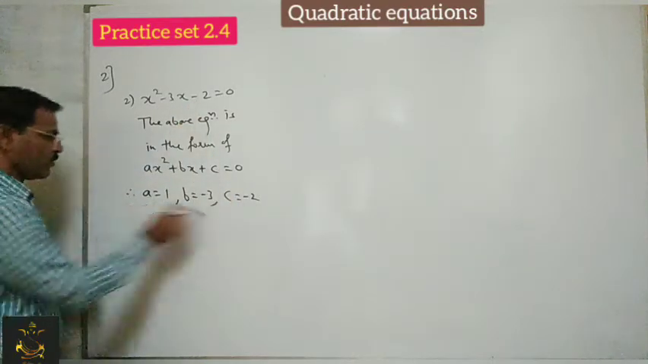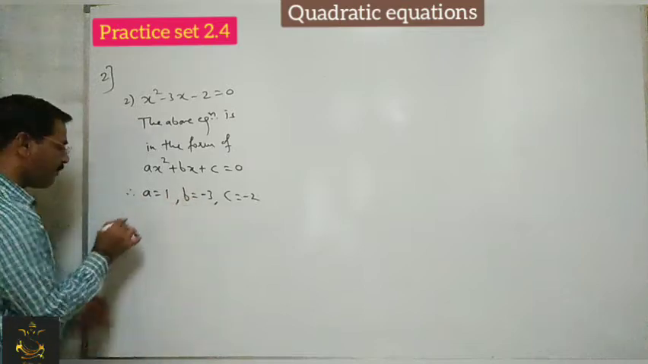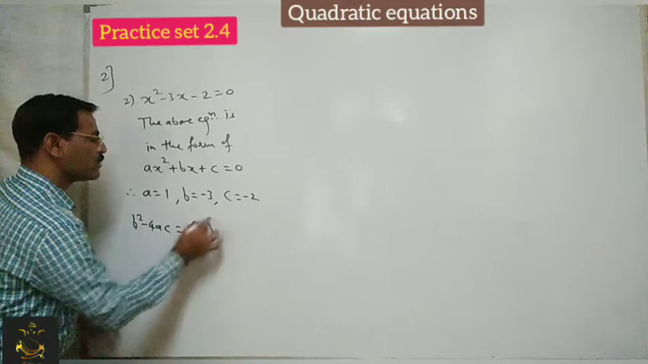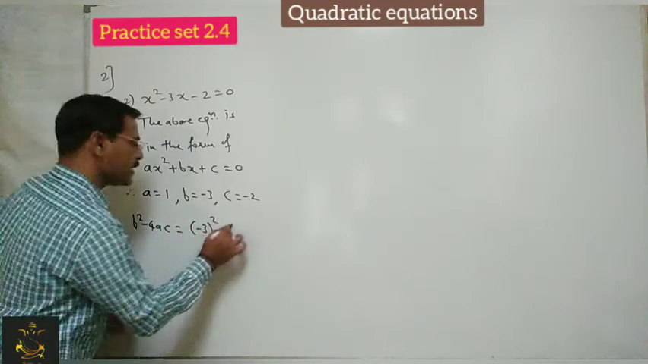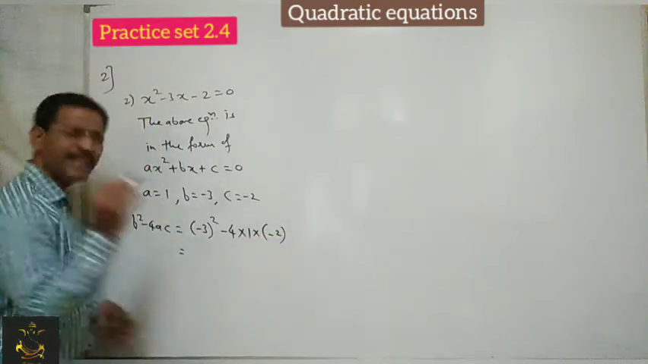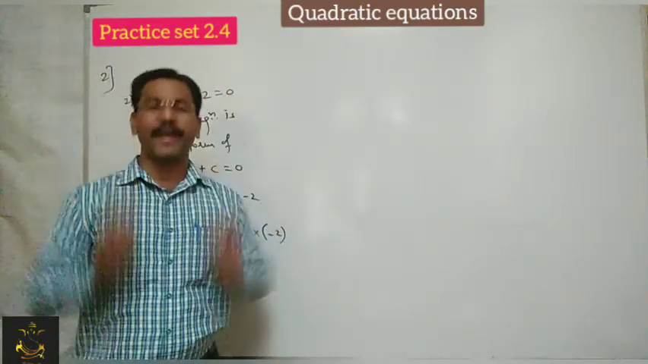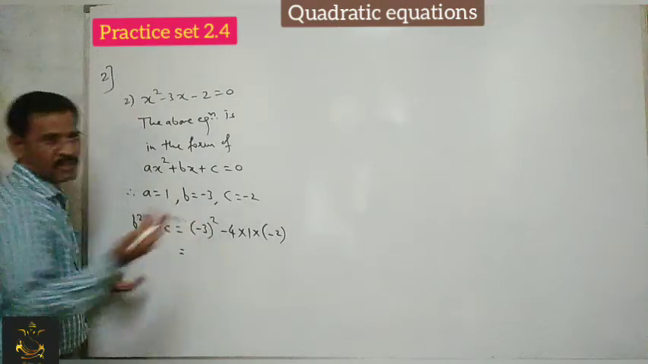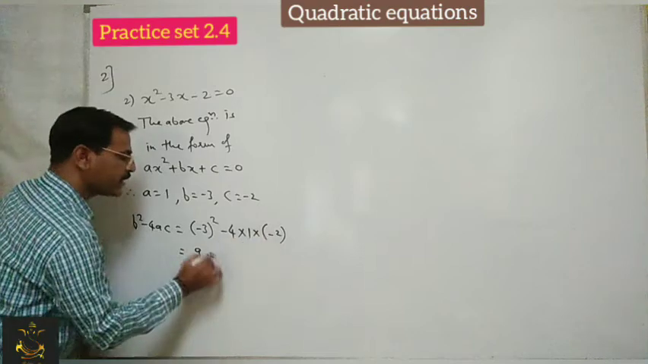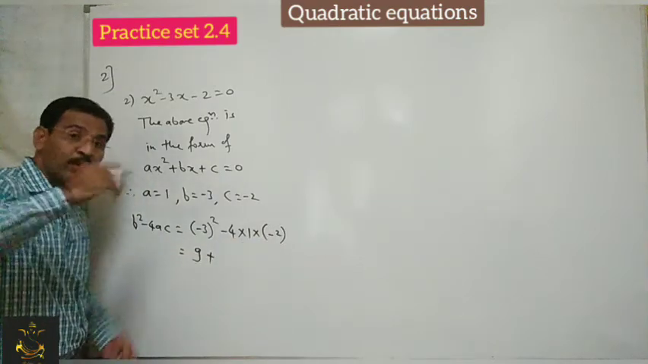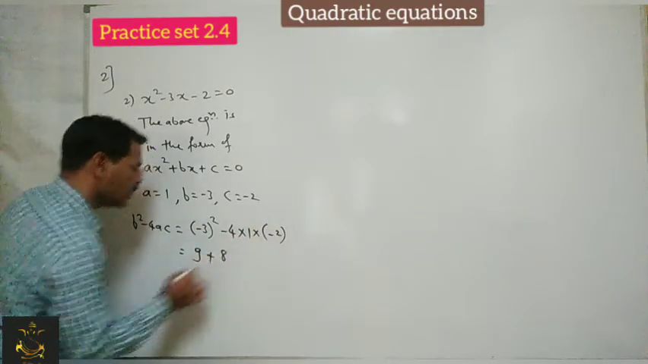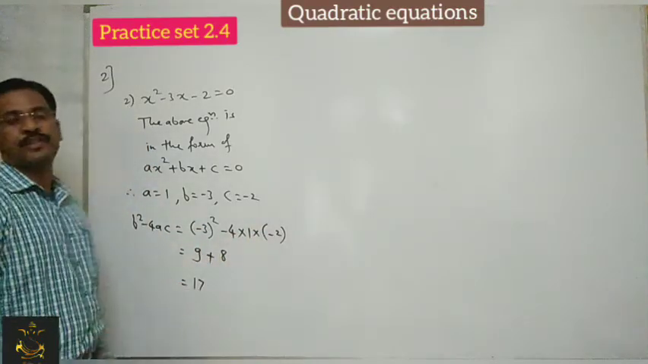Okay friends, now, after getting a, b, c, find the value of b square minus 4ac. b square is minus 3 square, minus 4 into a which is 1, and c which is minus 2. Whenever a minus sign is there, always write it in a bracket. The square of minus 3 is obviously plus, 3 square, it is 9. Look here, minus minus is plus, product of 2 times minus is plus only. So 4 ones are 4, 4 twos are 8. What is here? This is 17.